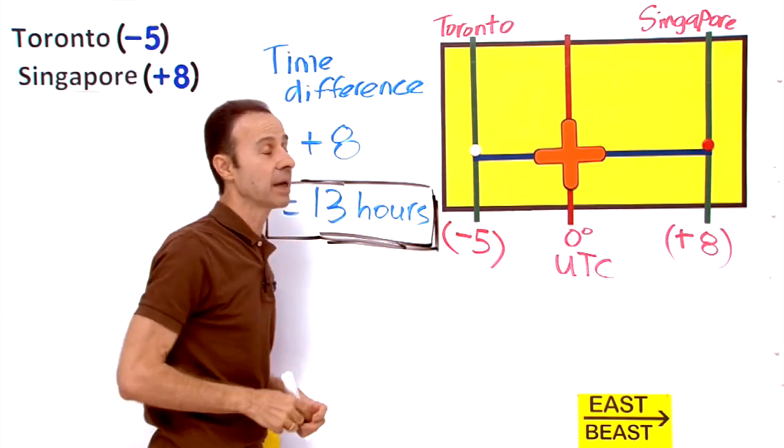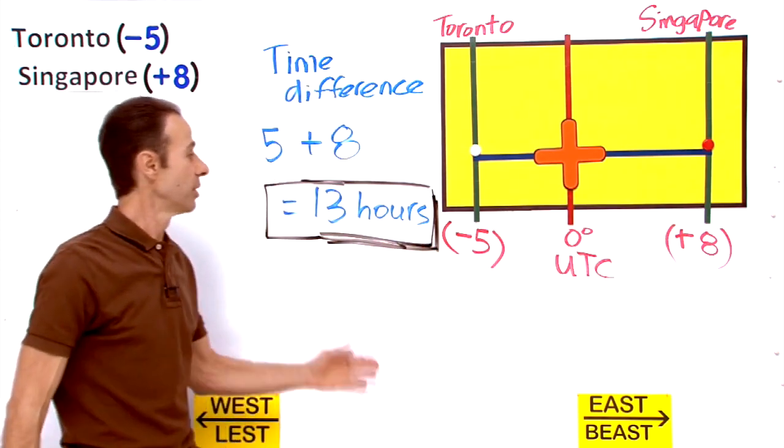So the difference in time, again, between Singapore and Toronto is 13 hours.